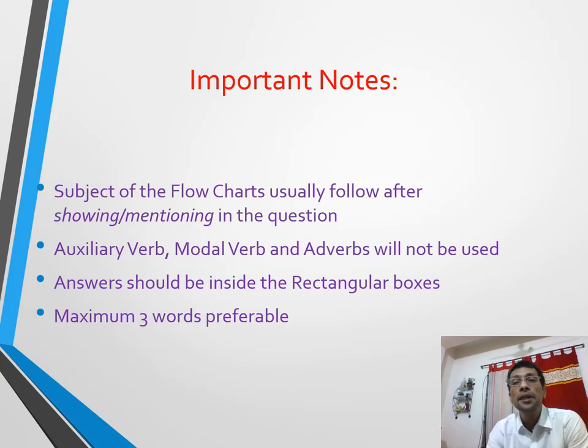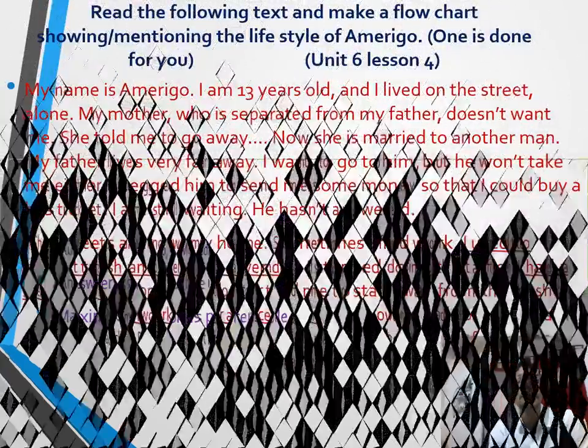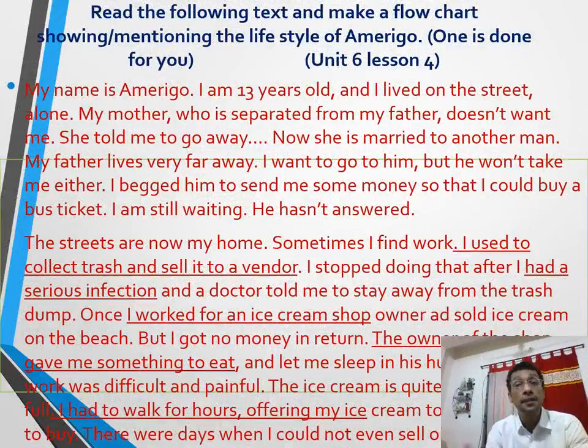Let's go to the next slide actually. This is the specimen extract that I have collected for you. Read the following text and make a flowchart. This is a specimen question that will be given to you in your examination. The first one is done for you. That is, the first box of the flowchart will be given, but the next 5 boxes will be done by you. This can be an extract. Of course, it will not be a big extract. Only a little portion or chunk of the text will be taken. So look at the text.